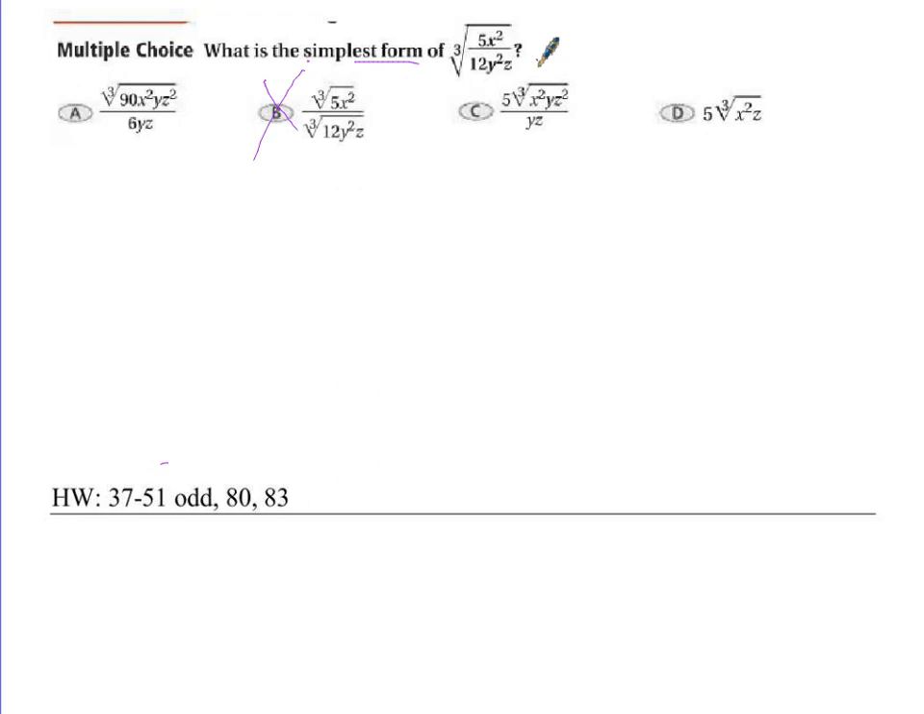No, it doesn't actually. 5 divided by 12 is a fraction that does not reduce. X squared divided by, there's no x down here, so that doesn't reduce. And then I have y squared z, there's no y or z up here either. So this is already reduced, which is kind of a bummer. So that means what I need to do is split this into a cube root of 5x squared divided by a cube root of 12y squared z.